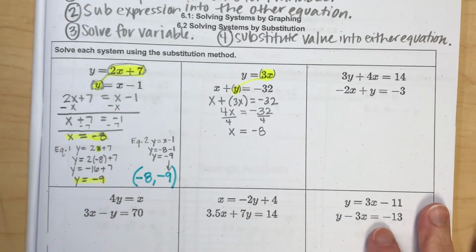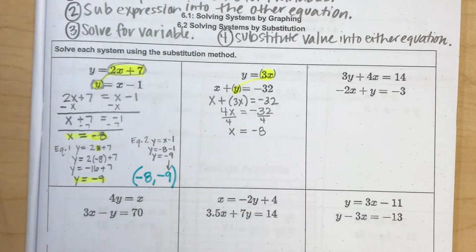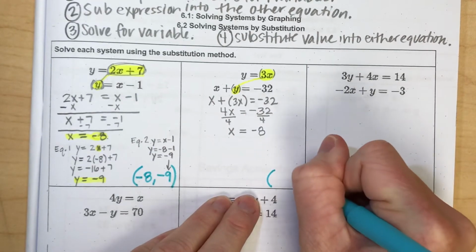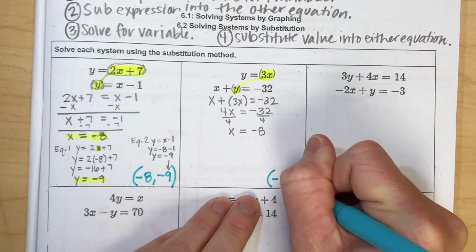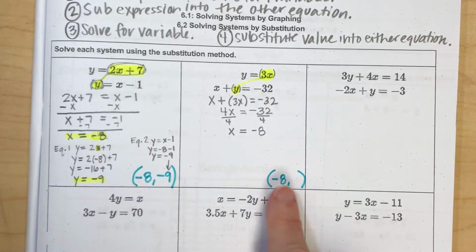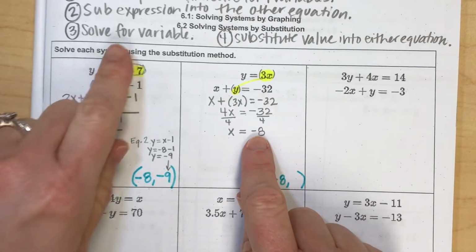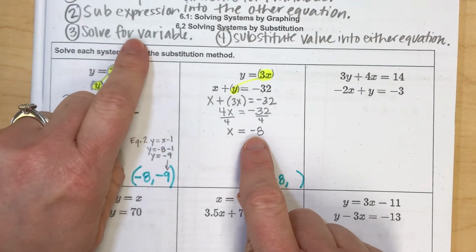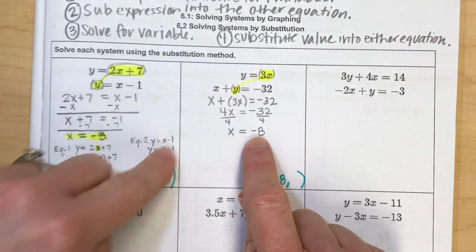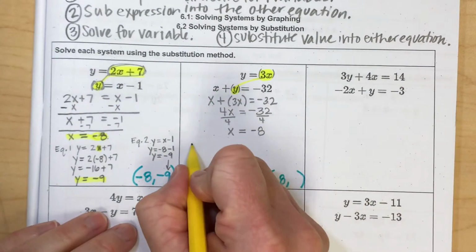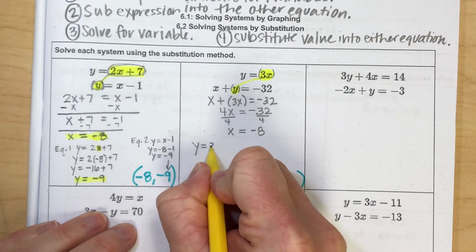So now I have half of my answer here, because my answer is a point, and a point is an x comma y, so I know it's negative 8 comma something. Let's find what that something's going to be. So now that I know the value, I solved for the variable x, sub that value into, again, either original equation. So I'm going to pick the top equation, y equal to 3x.